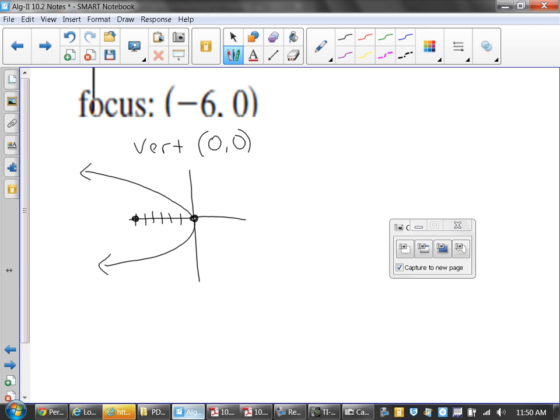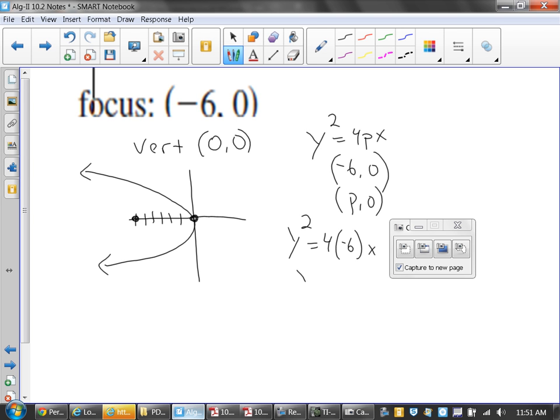Is that going to be an x squared or a y squared parabola? It's a y squared parabola, so I know it's going to be y squared equals 4px, which means that p, with the focus at negative 6, 0, is p and 0. So what's p? Negative 6. So I get y squared equals 4 times negative 6 x. That's correct.